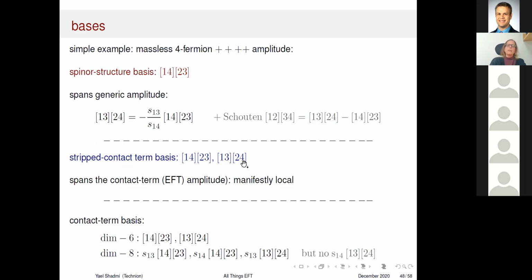Now, from these two, I can get the full set of contact terms. I just need to multiply them by some Sij's. So at dimension 6, I just have these two. At dimension 8, I have S13 times this, S14 times this, and so on. But for instance, S14 times this one does not appear, because it's not independent as a result of this identity.